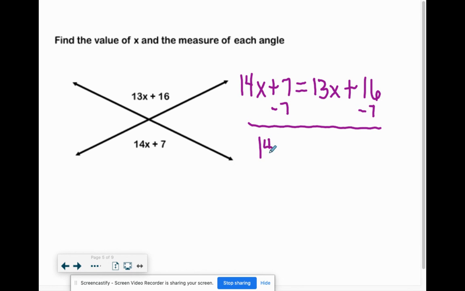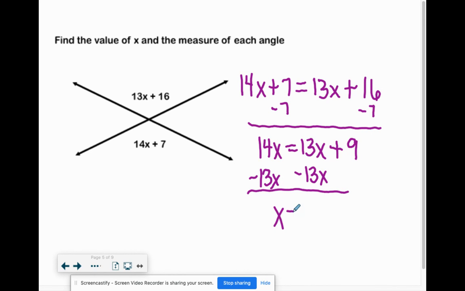So 14x equals 13x plus 9. Now what should we move? Minus the 13x over. x equals 9. Yes, perfect. But now we have to plug back in and find each angle measure. So do you want to plug into the 13x or the 14x? It doesn't matter. 14?